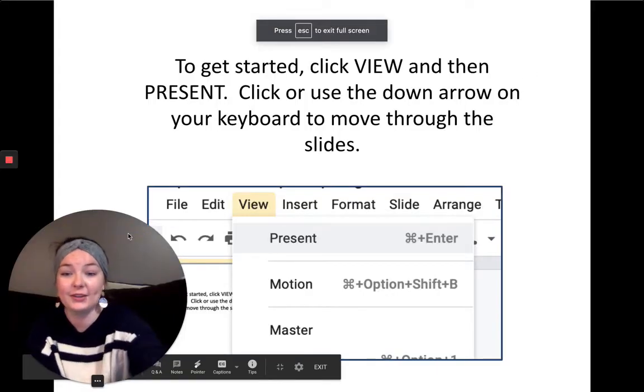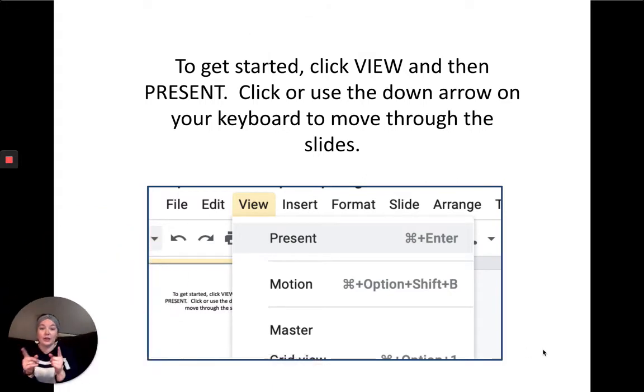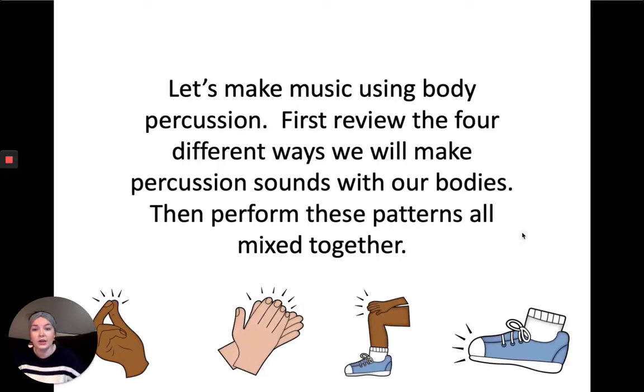You can still see me. You can still see the screen. We're working through this together. All right, so we're in view mode now. Again, you can do this on your own later, or you can just watch it with this video. So I'm going to click next. All right, so it says, let's make music using body percussion. First, review the 4 different ways we will make percussion sounds with our bodies. Then we're going to perform them all together in a mixed pattern.